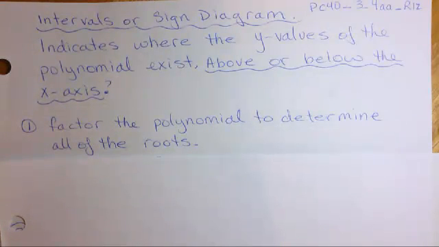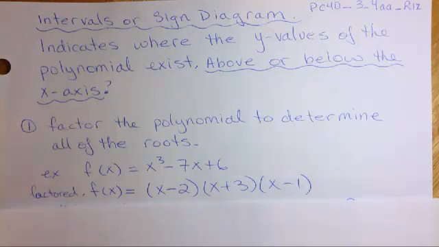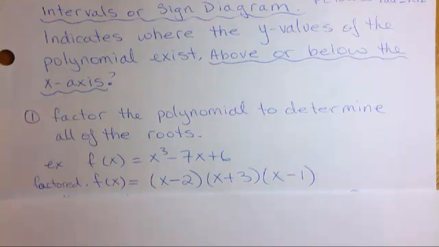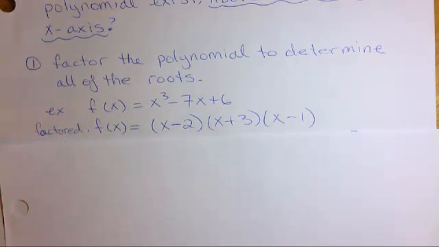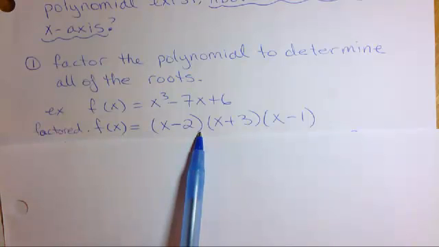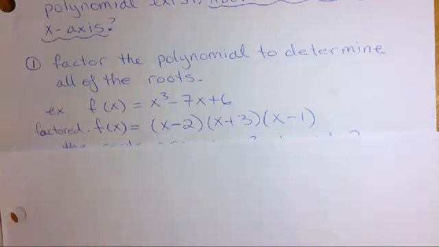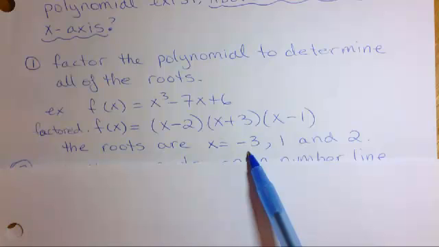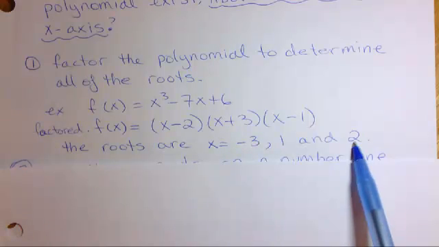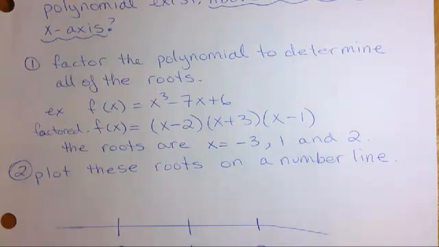So what you're going to do first is factor the polynomial to determine all of the roots. Once you've done that, I'll use the first example in the 3.4 notes to do this question. So this is our factored form. You've got f of x is equal to x minus 2 times x plus 3 times x minus 1. Now, that tells us that the roots are negative 3, 1, and 2. So once you have the roots, you're going to plot them on a number line.